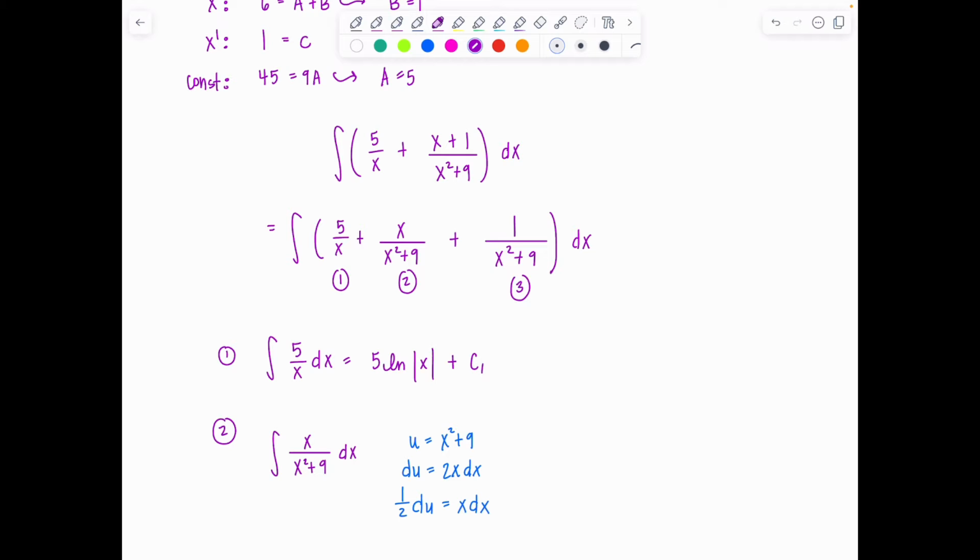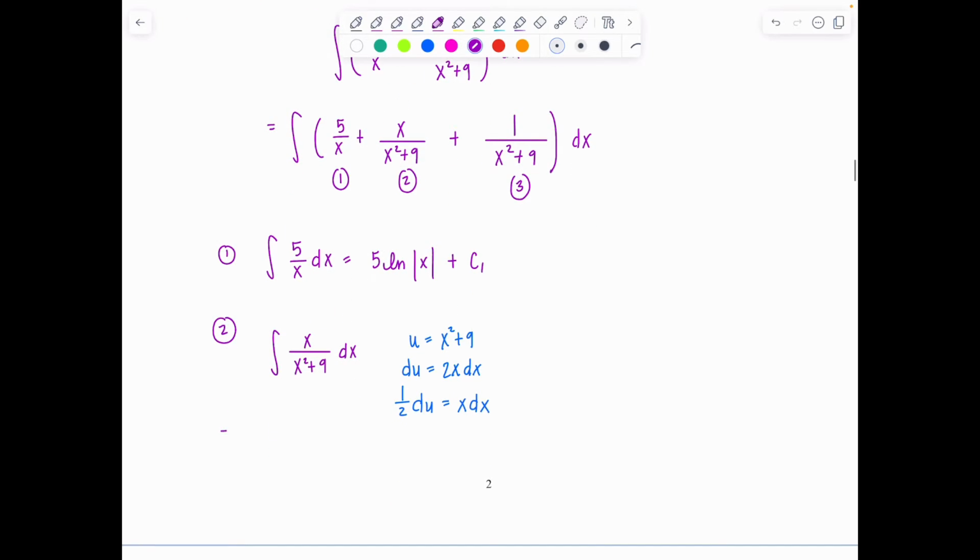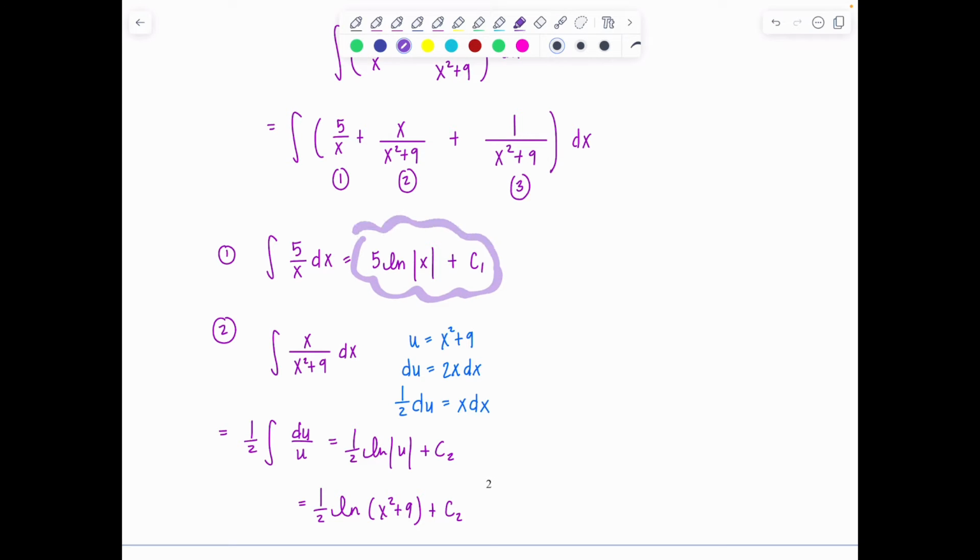Okay, so if I put this all together, now my integral becomes 1/2 du over u. So this is 1/2 ln absolute value of u plus c2, which is 1/2 ln. Now u is x squared plus 9, which is never negative. So I can actually just switch to putting regular parentheses for that, plus c2. Okay, so I have integral 1 done, integral 2 done. Now on to integral 3, which takes almost no work at all.